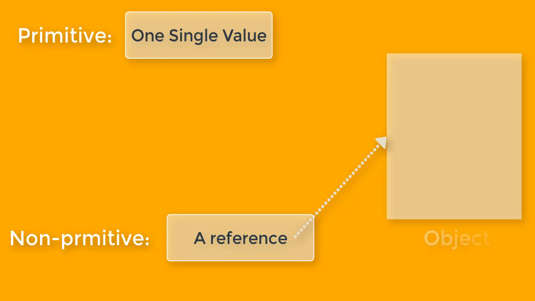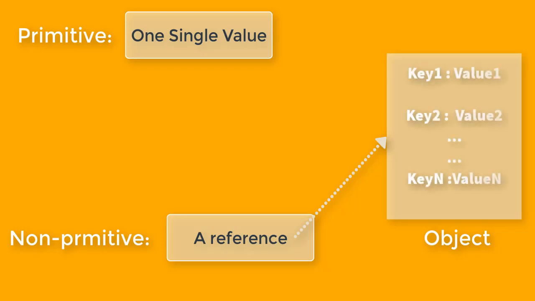In JavaScript, this collection of data is often called objects. Each piece of data within a collection is represented by a key value pair, where a key refers to the property name, and value can be of any type of data, whether primitive or non-primitive.